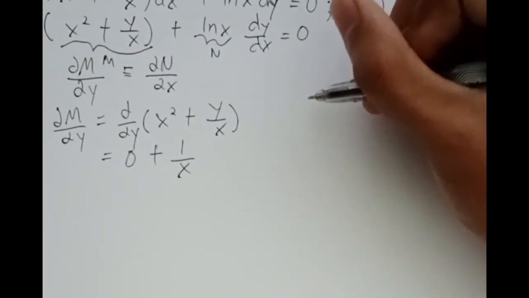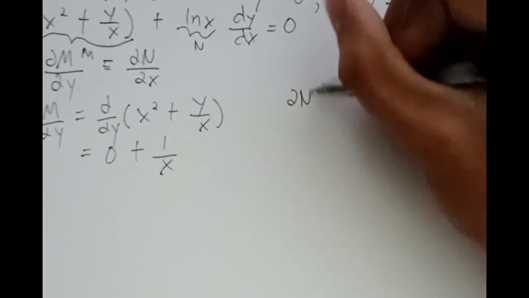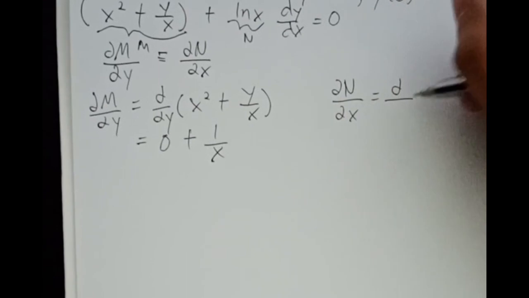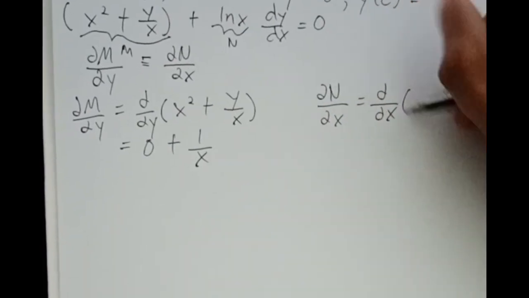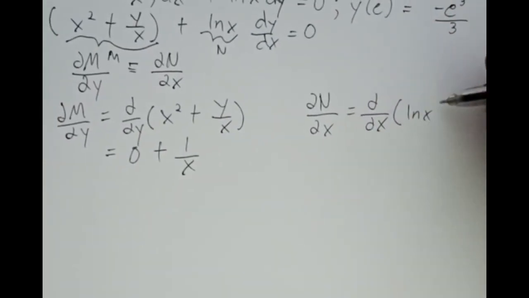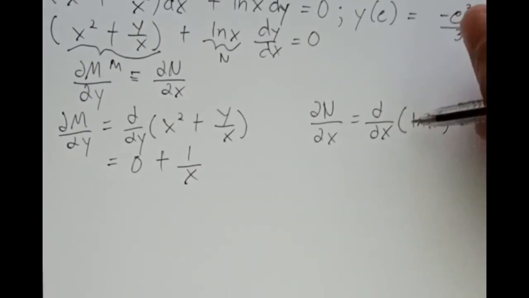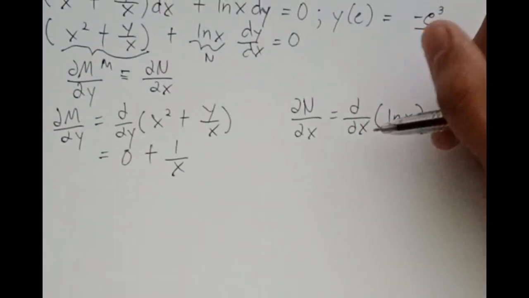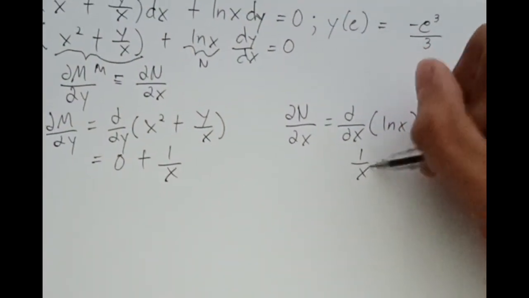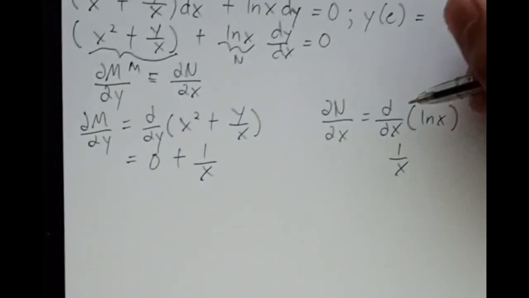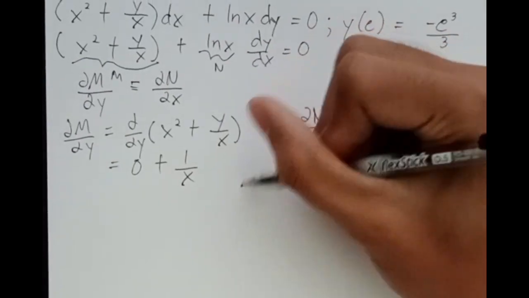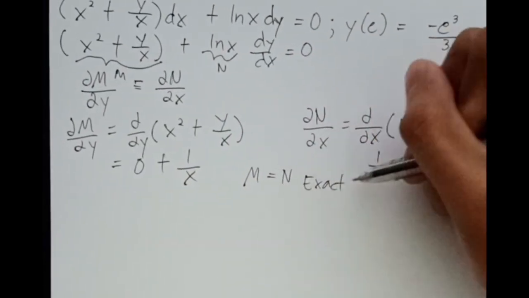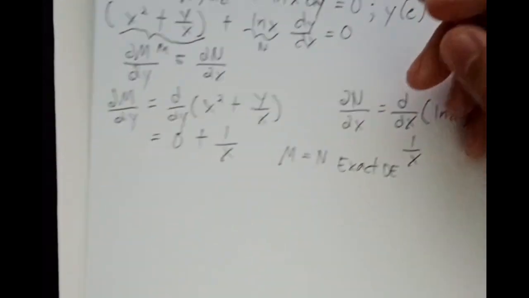Next, we will get the partial differentiation of N in terms of x. So that will be the partial differentiation with respect to x of ln of x. Here, the partial differentiation of ln of x in terms of x is just 1 over x. So as you can see, our M is equal to N. So we have an exact DE.